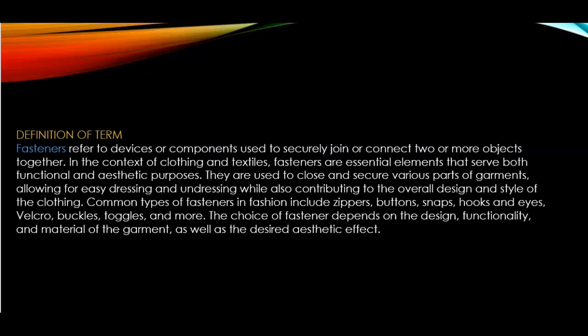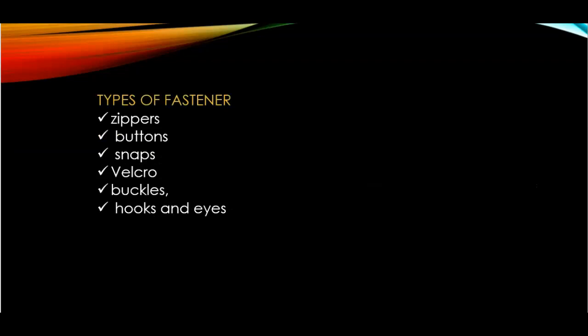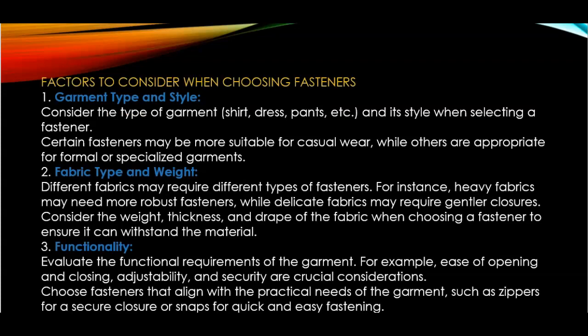Common types of fasteners in fashion include zippers, buttons, snaps, hooks and eyes, Velcro, buckles, toggles, and more. The choice of the fastener depends on the design, functionality, and the material of the garment, as well as the desired aesthetic effects. We have the different types of fasteners: the zippers, the buttons, the snaps, the Velcro, buckles, and the hooks and eyes. Factors to consider when choosing fasteners.